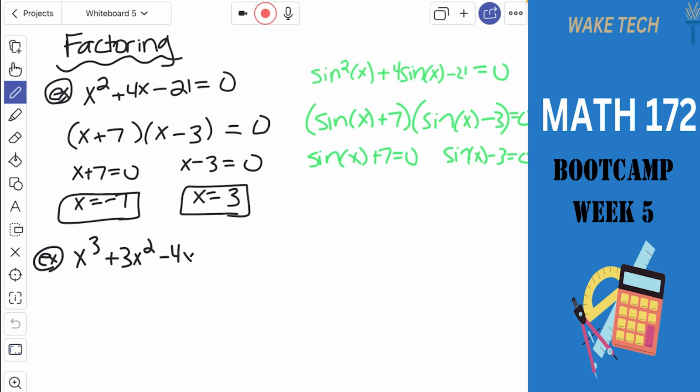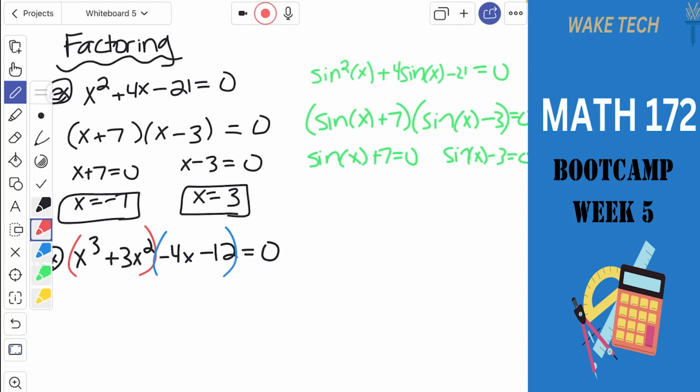Another factoring technique is if we have four terms, we can use factoring by grouping. How that works is we would group the first two terms together and then the second two terms together and remove a common factor from each group. So from the group in red, we have a common factor of x squared. From the group in blue, we have a common factor of -4.